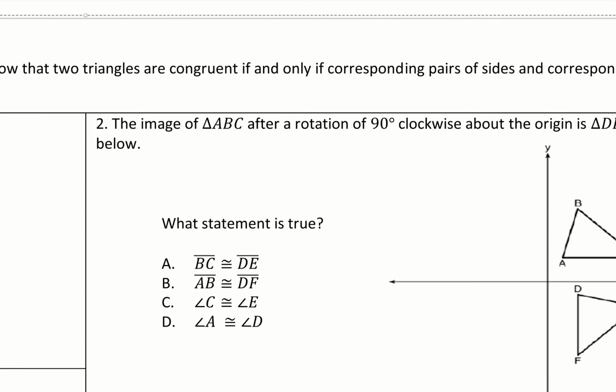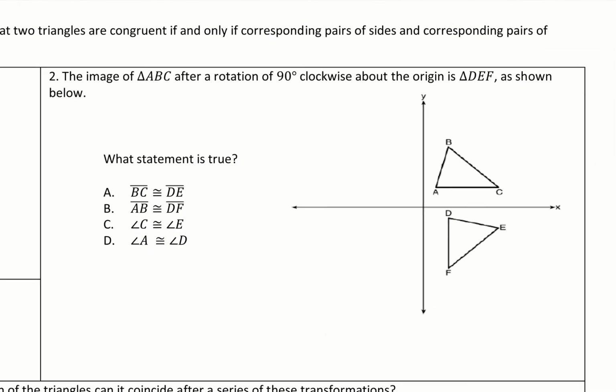So for number 2, the image after a rotation of 90 degrees is DEF as shown. Which statement is true? Well, if this is a rotation, then they must be congruent. And therefore, we can show that there's congruence. So notice that C goes to F, A goes to D. So if I were to rotate A 90 degrees, I would get D.